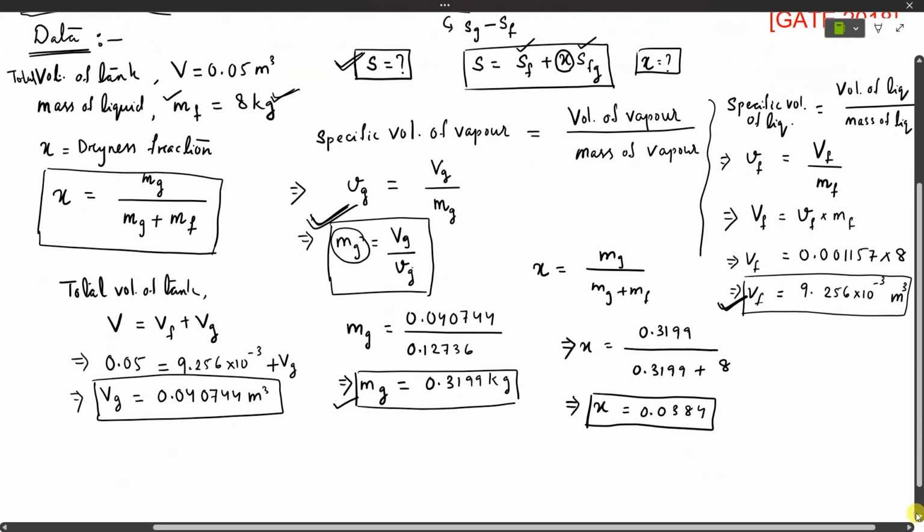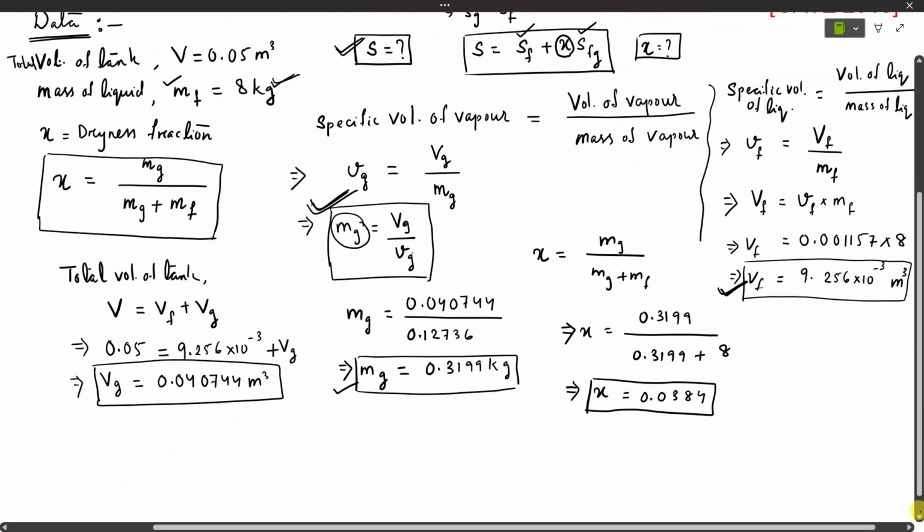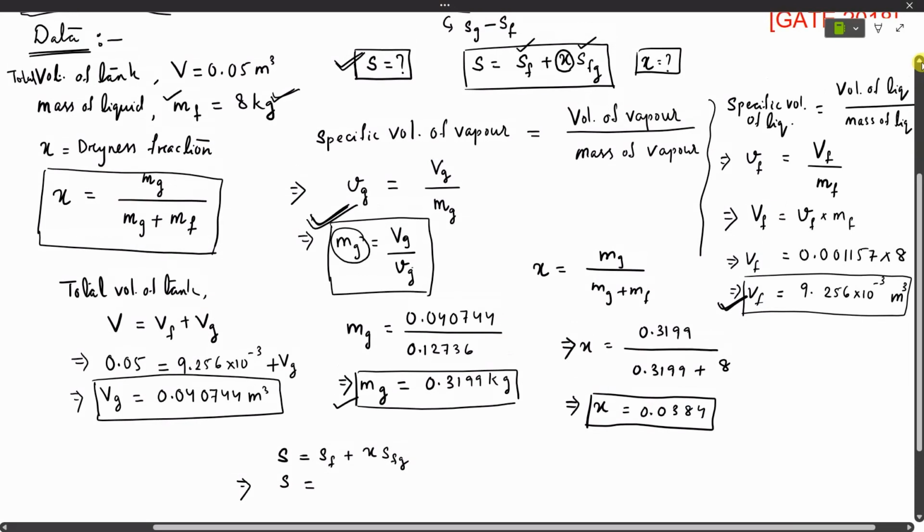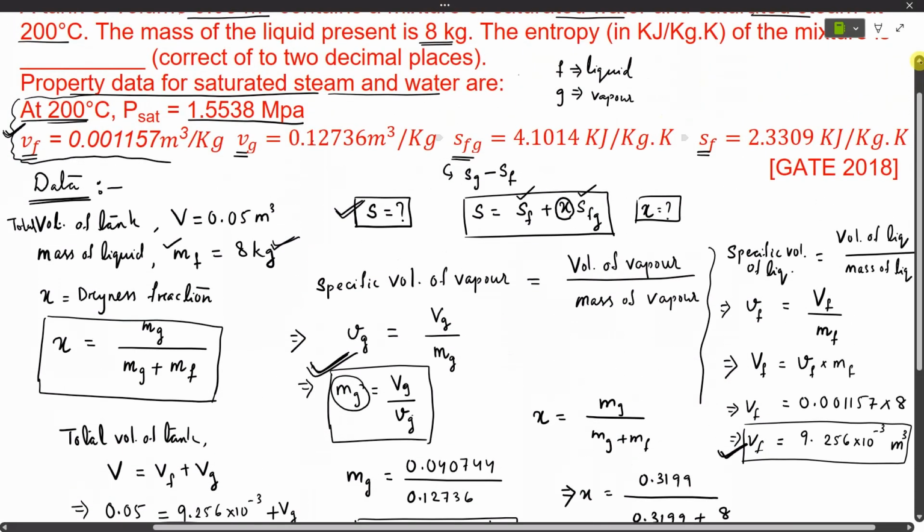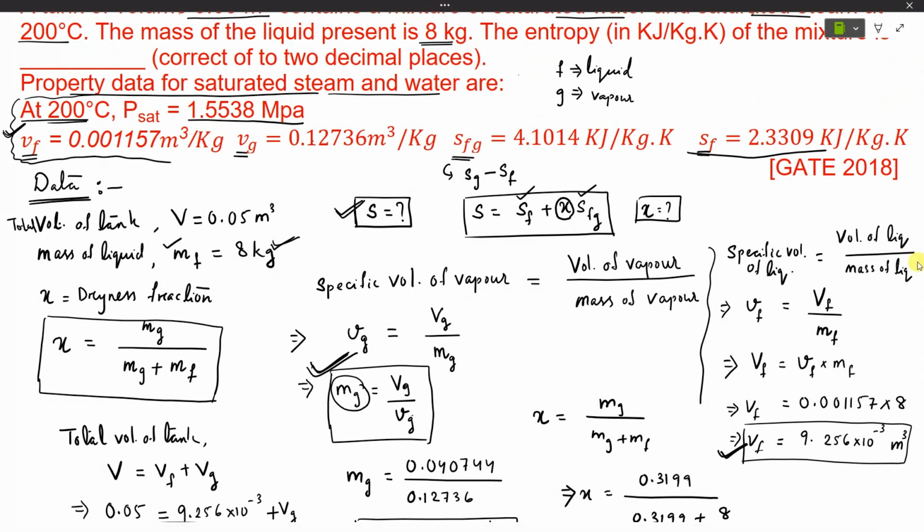Next we have to consider the expression of entropy of the mixture, that is S equal to SF plus X SFG. Now we have all the values, so just put all the values here. SF is given in the question. So just substitute this value in the expression of S equal to SF plus X SFG.